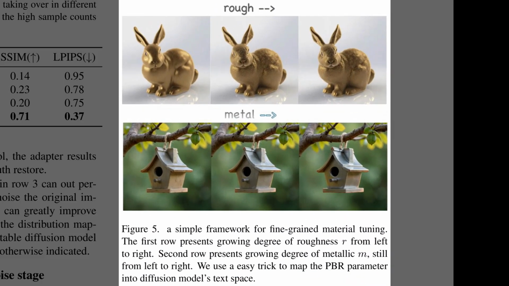Well, while the previous figure focused on reconstruction, Figure 5 demonstrates fine-grained material tuning. The top row illustrates increasing roughness on a bunny model, moving from a sharp, glossy reflection on the left to a dull, matte surface on the right. Below that, the second row increases the metallic parameter on a birdhouse. You can see it transform from a matte, wood-like texture into a highly reflective metal surface, showing that the model successfully maps physical rendering parameters into the diffusion generation process.